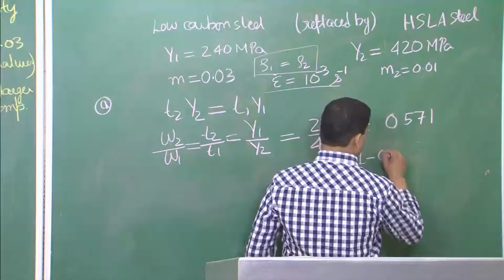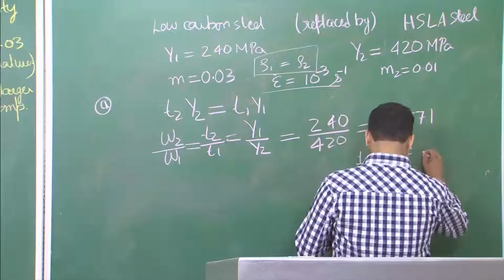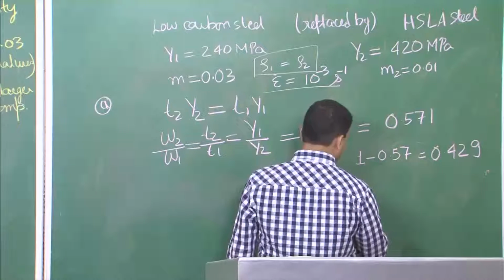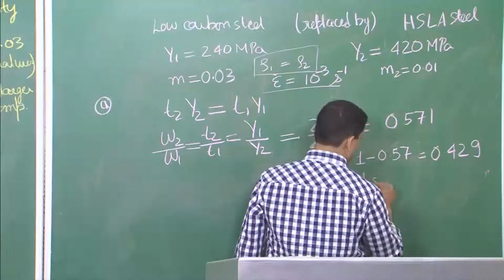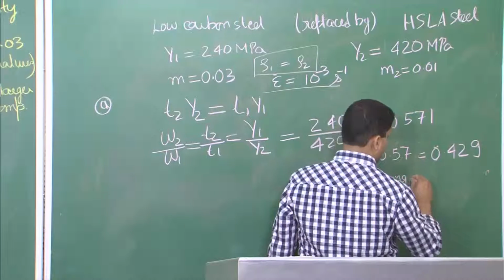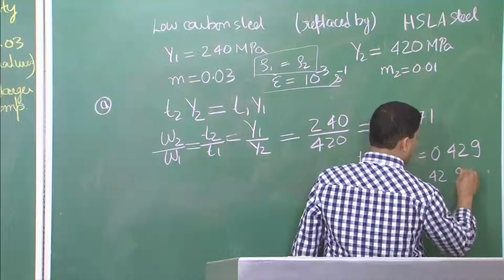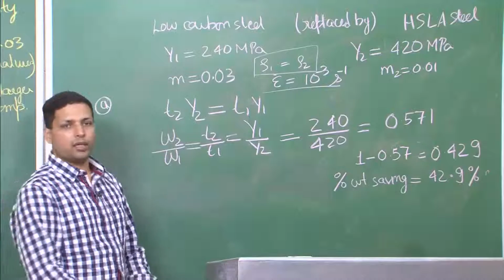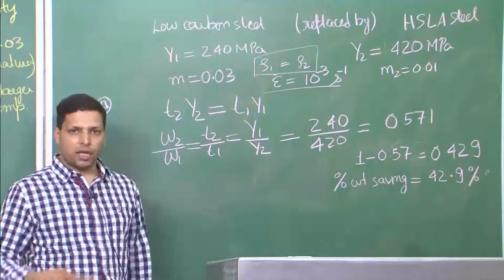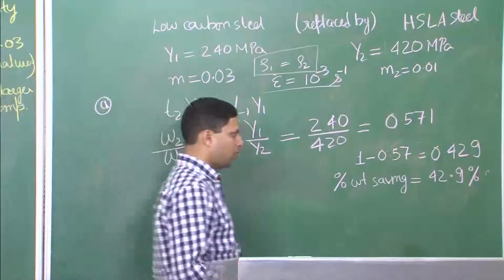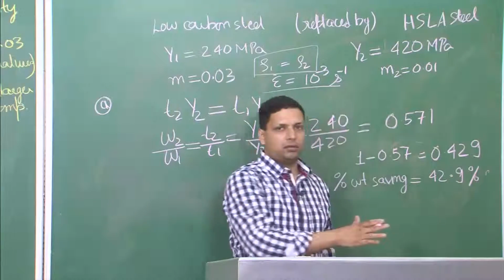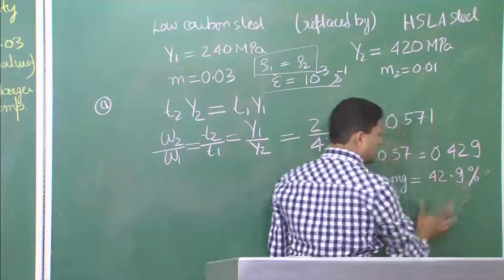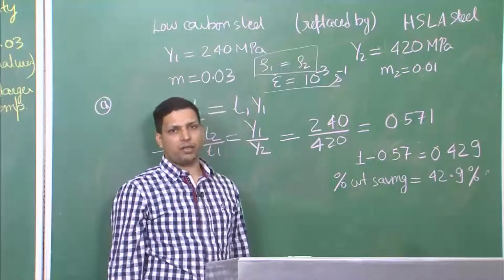You are saving 1 minus 0.57, which is equal to 0.429. So, the weight saving is equal to 42.9%. So, you are able to reduce the weight of that particular component. I am not talking about the whole car, but for that particular component, if you change from this material to this material, you have reduced the weight by 42.9%.